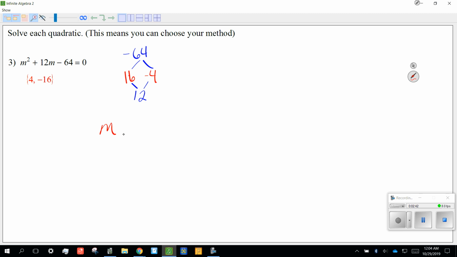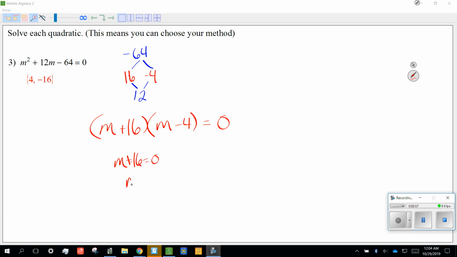So we put those back in: m plus 16 times m minus 4 is equal to 0. And then we get our two answers: m plus 16 equals 0, or m equals negative 16, and m minus 4 equals 0, m equals 4. And I'm going to put a little bit of mystery back into this and hide those answers.